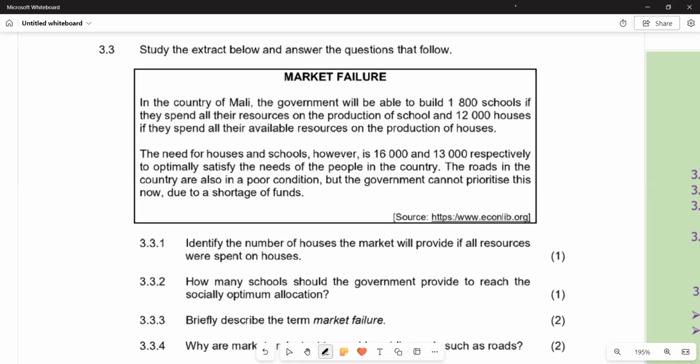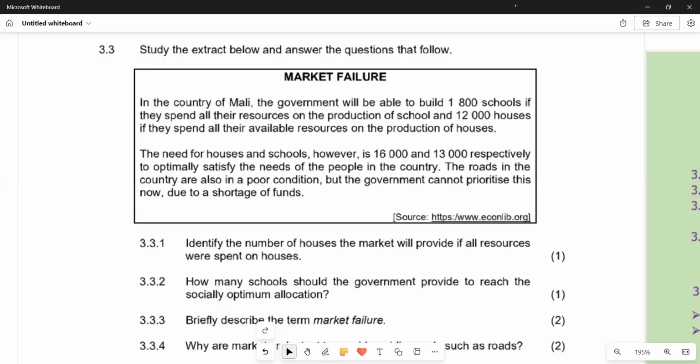So we're given an extract on market failure, and the extract reads: In the country of Mali, the government will be able to build 1,800 schools if they spend all their resources on the production of schools, and 12,000 houses if they spend all their available resources on the production of houses. And the need for houses and schools, however, is 16,000 and 13,000 respectively to optimally satisfy the needs of the people in the country. The roads in the country are also in poor condition, but the government cannot prioritize this now due to a shortage of funds. So this is the extract that we are given that you need to read and understand.